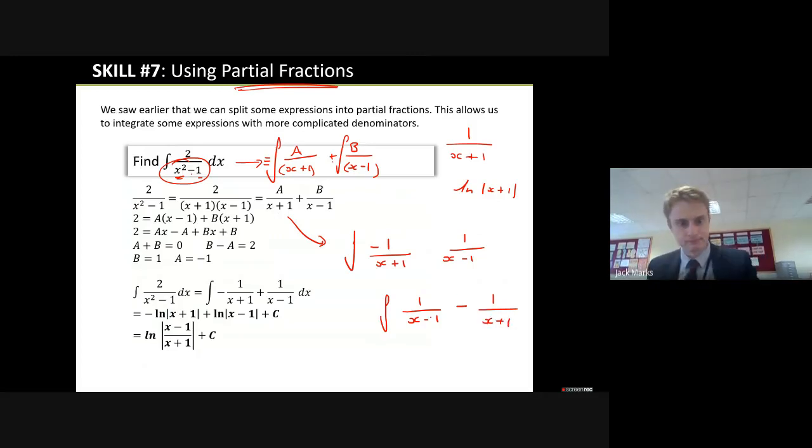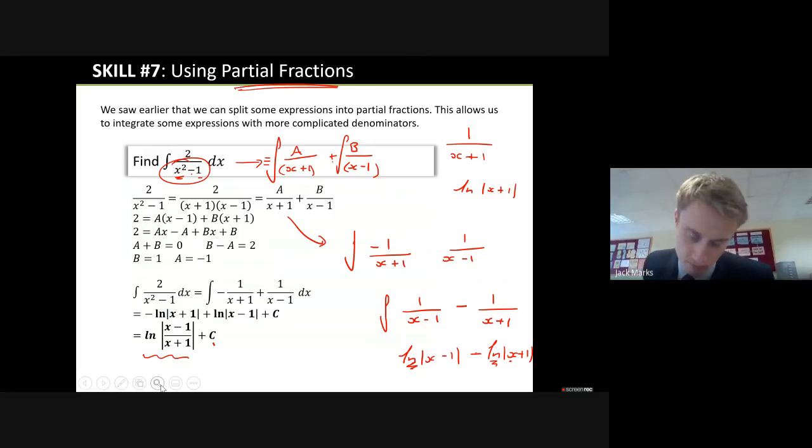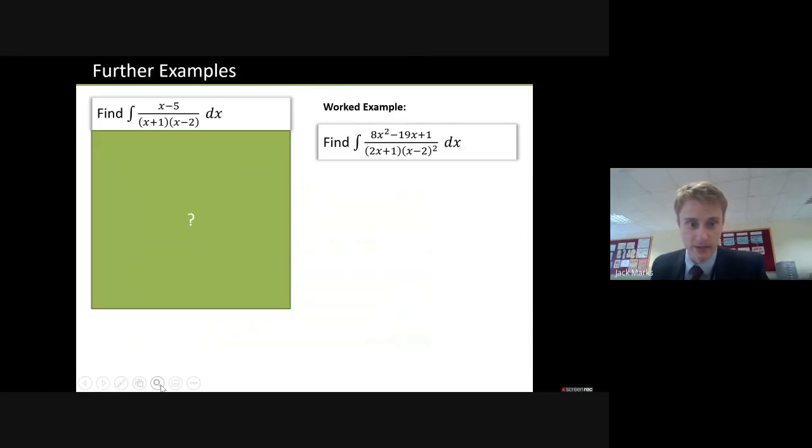1 over x plus 1. So then you've got your natural log of x minus 1 minus the natural log of x plus 1. And remember, if logs have the same base, you can do the quotient of them. So you can do x minus 1 over x plus 1. Don't forget the c. So partial fractions come together with integration questions. Very common combination.